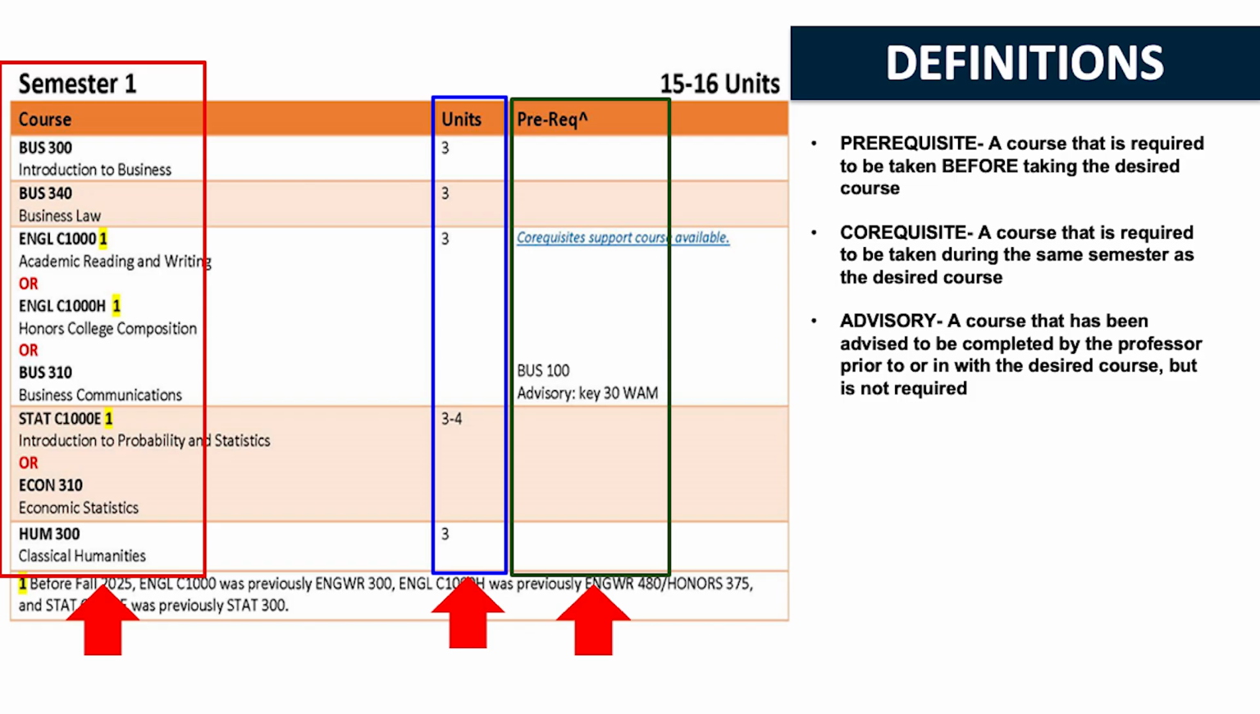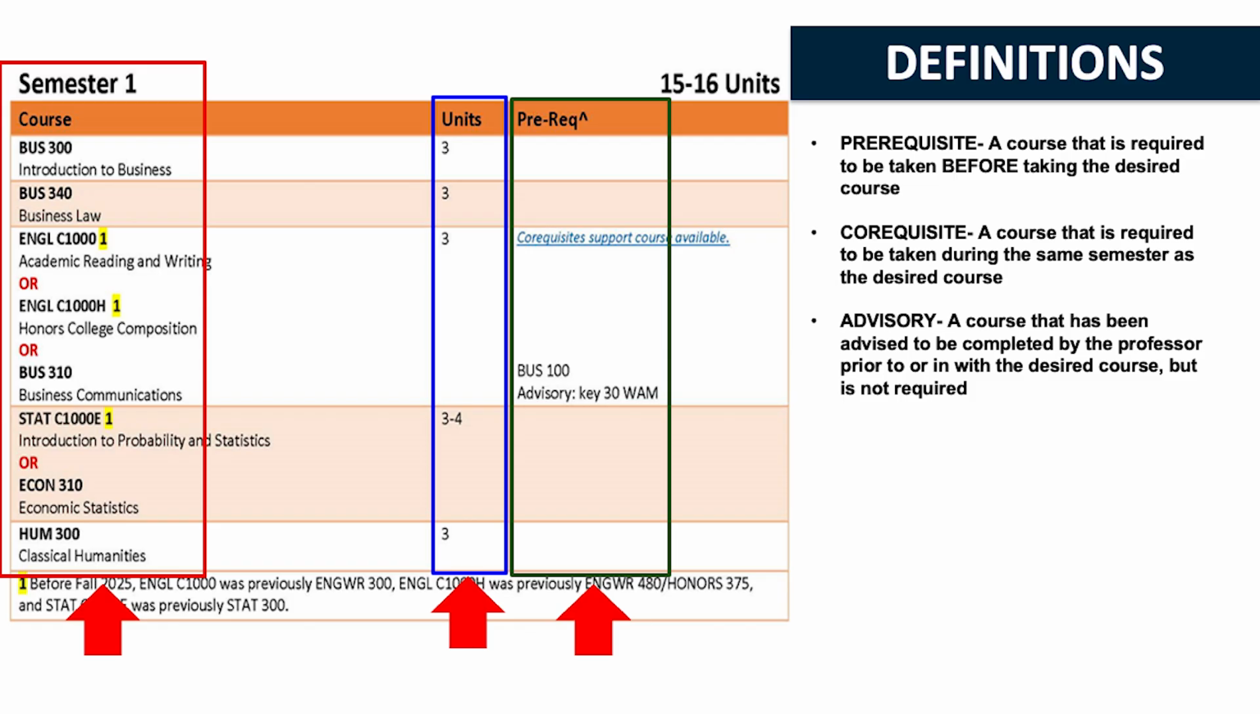A prerequisite is a course that a student is required to take before taking another course. A co-requisite is a course that a student is required to take during the same semester as another course. With an advisory, a student is advised but not required to take a course before or in conjunction with enrollment in another course.